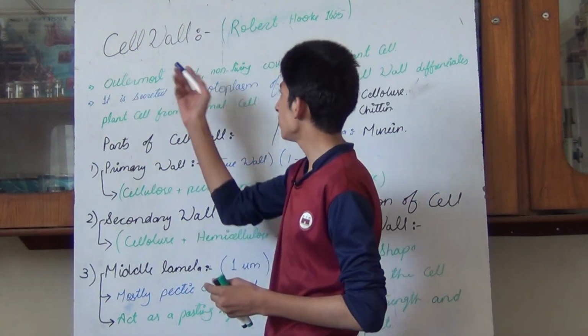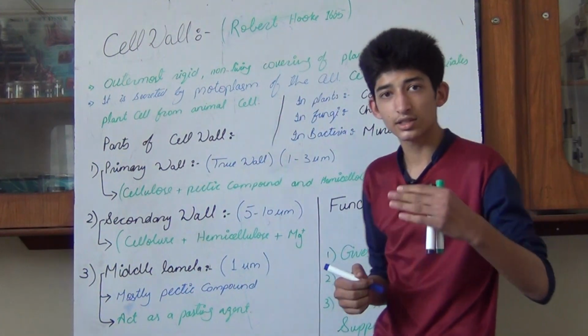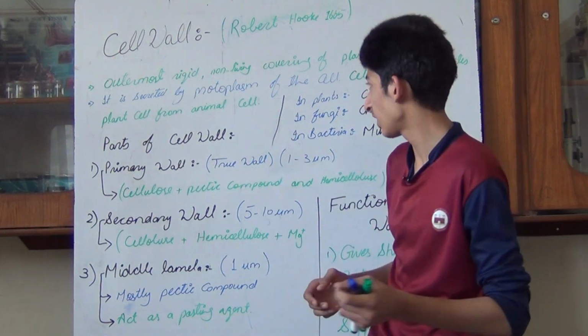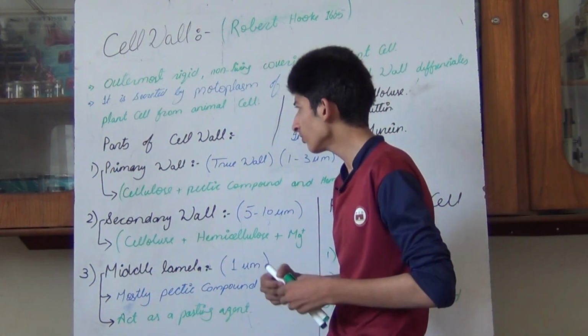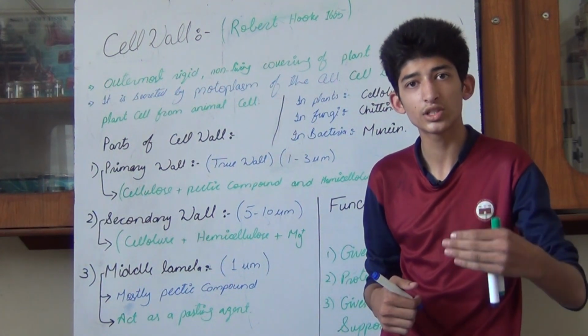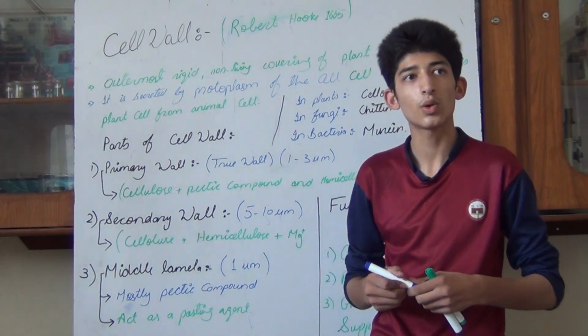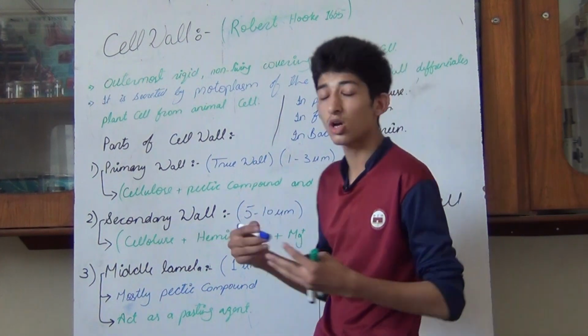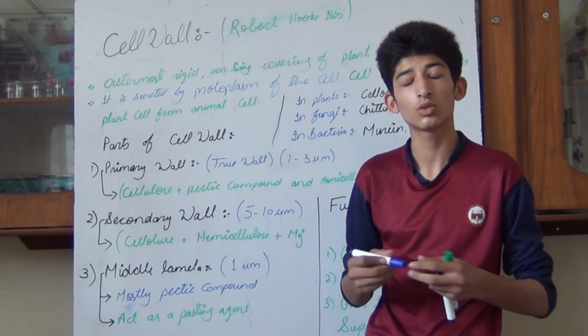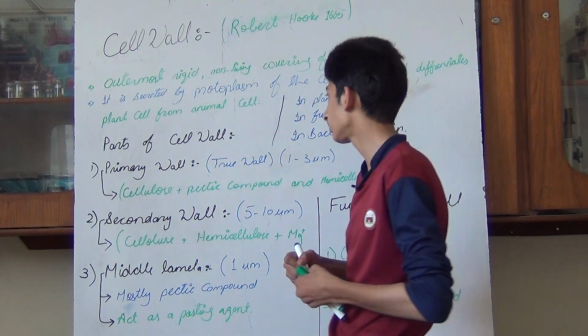Coming towards its diameter, its thickness varies in different parts of the plant. We can say that if a plant is strong and woody, having a woody stem and is a mature plant, it is going to have a strong cell wall. And if a plant is immature, a weak plant, it is going to have a thin cell wall.